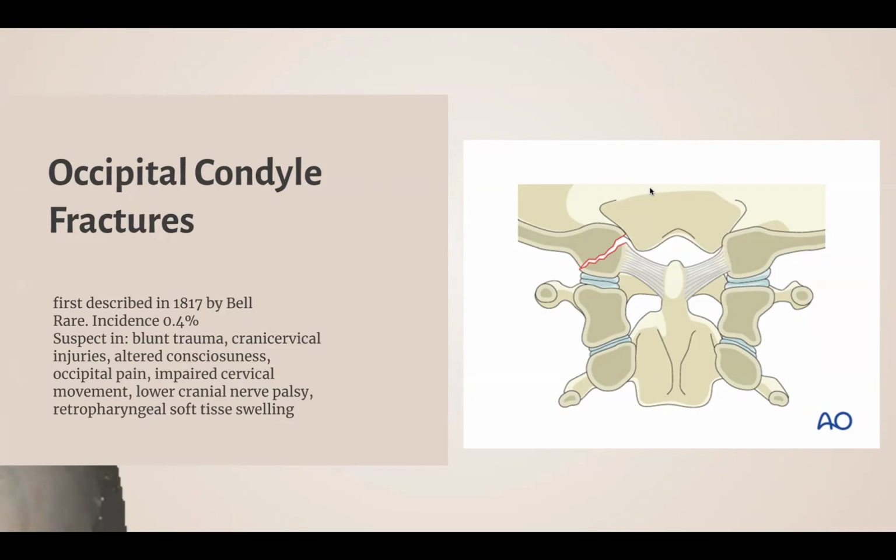Other things that we can consider based on the clinical situation is if there's any craniocervical injury. There's a lot of association with other cervical spine injuries. Altered level of consciousness, if the patient has any occipital pain, very limited cervical movement, presence of any cranial nerve palsies, especially post-trauma, and any retropharyngeal soft tissue swelling.